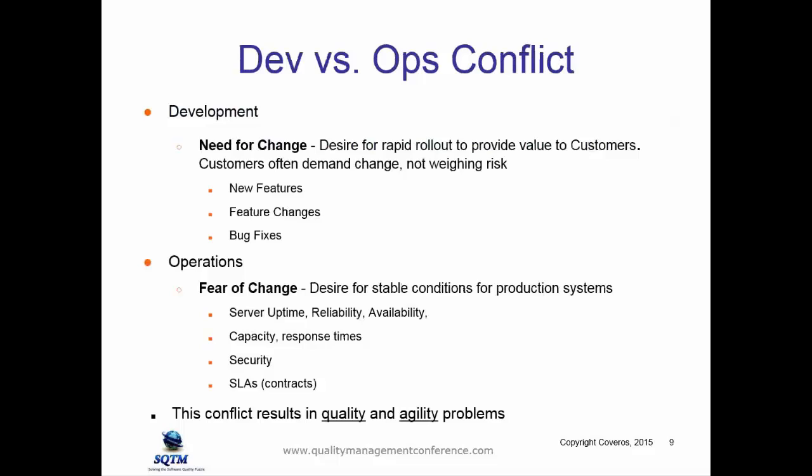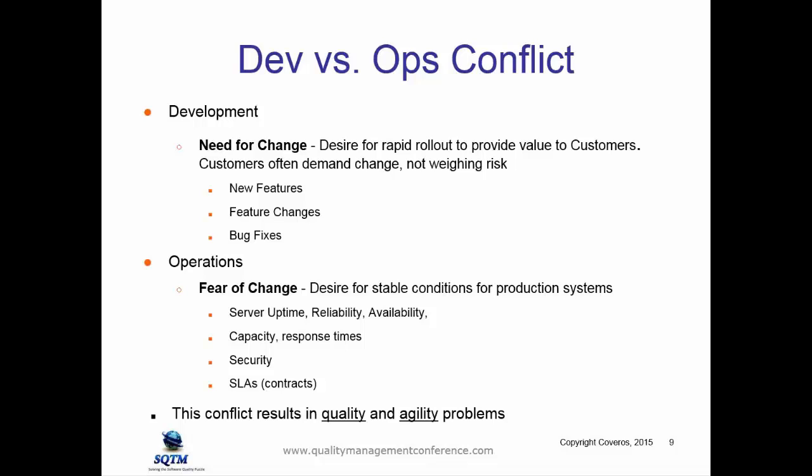So fundamentally, what DevOps is trying to solve is what I like to call the Dev versus Ops conflict. Software development and test is all about understanding that customers want value, right? They want as much value and enhancements and functionality as they can possibly get. And so in software development, there's always a need for change.